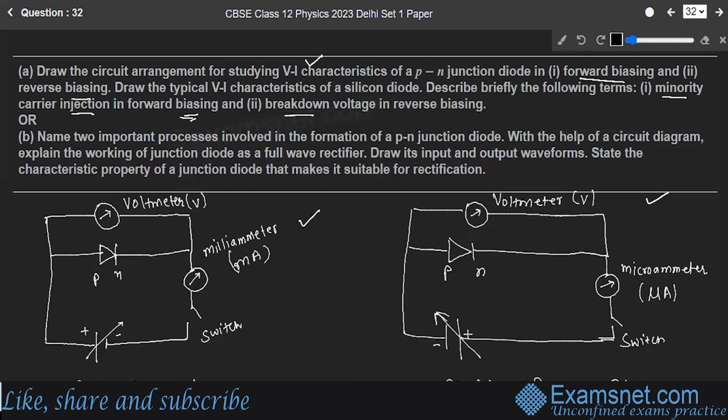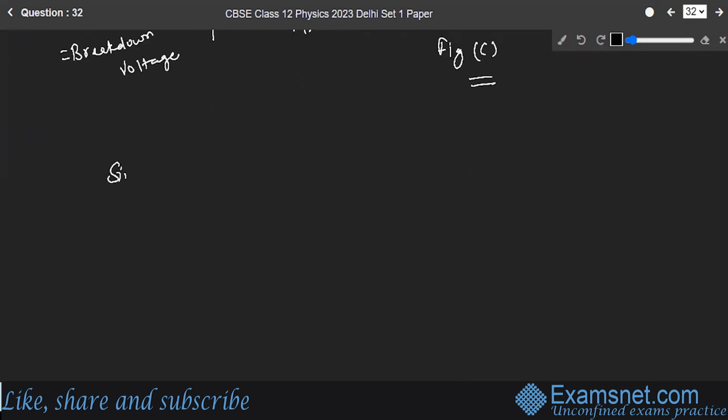Now let's briefly describe the minority carrier injection in forward biasing. Due to the applied voltage, electrons from the N side cross the depletion region and reach the P side where they are minority carriers. Similarly, holes from the P side cross this junction to reach the N side where they are the minority carriers. This process under the forward bias is known as minority carrier injection.